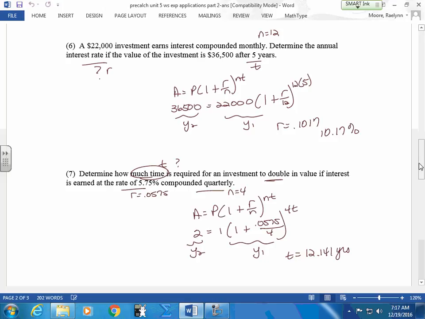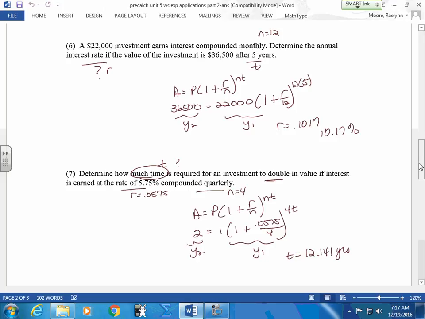Yes. For number 7, why is P1? That's the only thing I need to know. Why is P1? Yeah. We were doubling, so I made it 2 to 1. 100 to 200, 10 to 20.